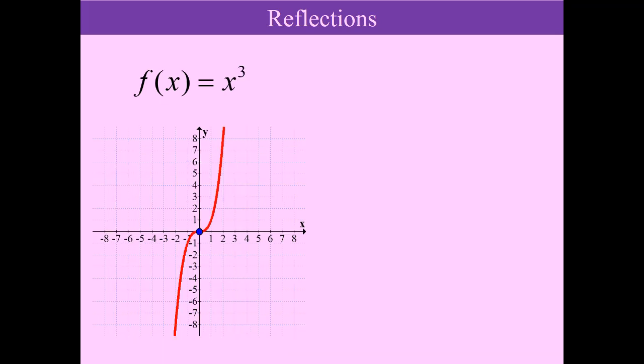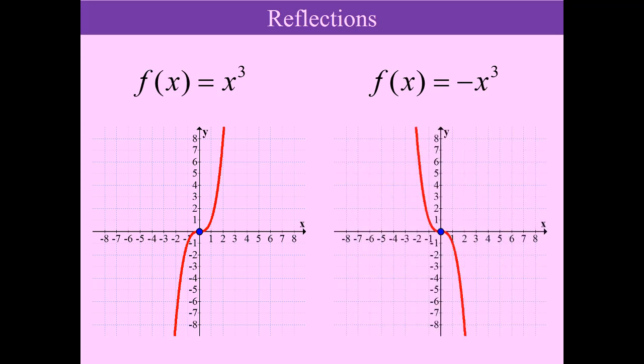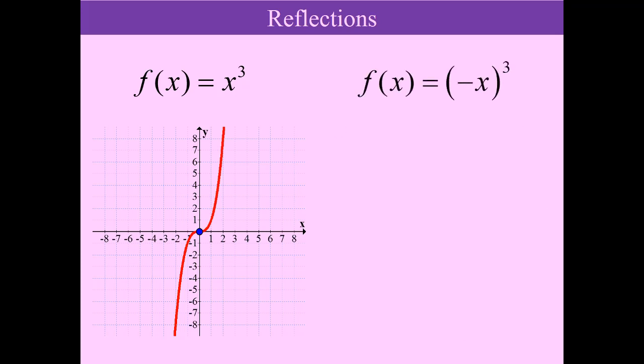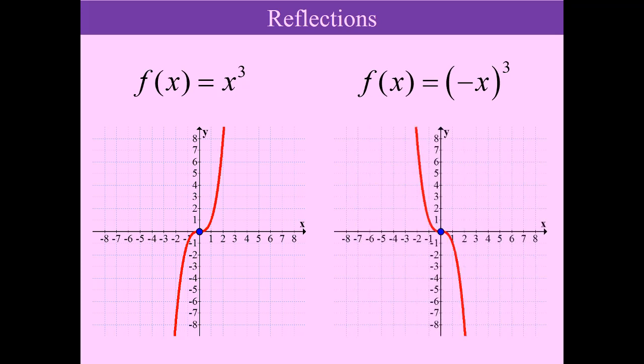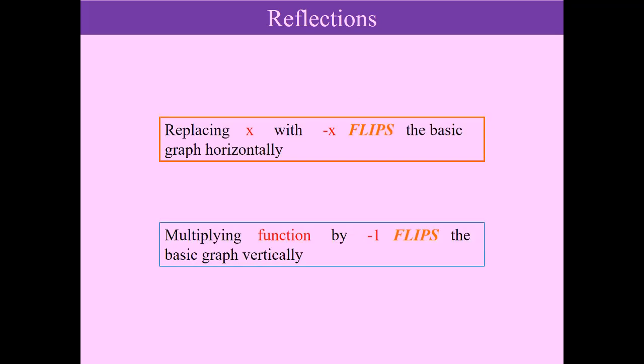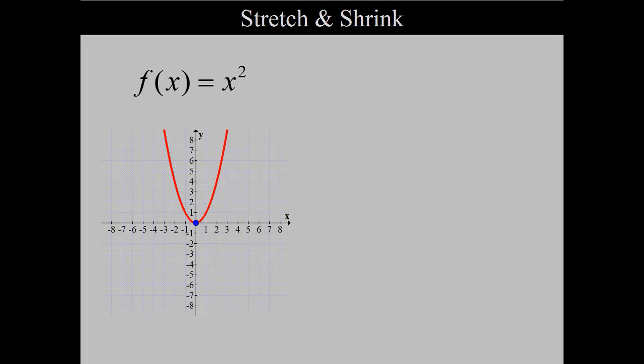Here's a graph of x cubed. Notice where the negative occurs. That's outside of the parentheses. That's going to flip it upside down. Here's the negative on the inside, which you notice does the same thing. It flips it sideways, but it's the same graph. But this is the summary of what we just said. The final one is the expansions and contractions, or stretching and shrinking.